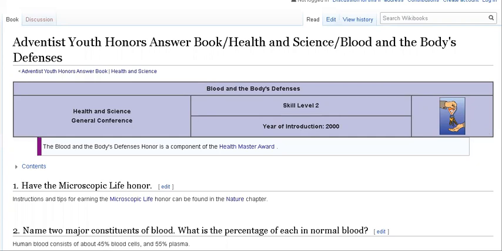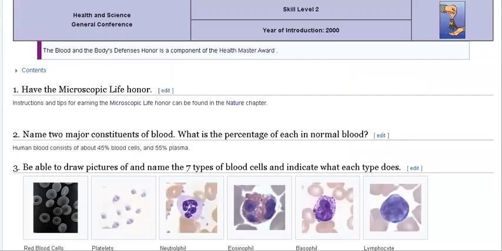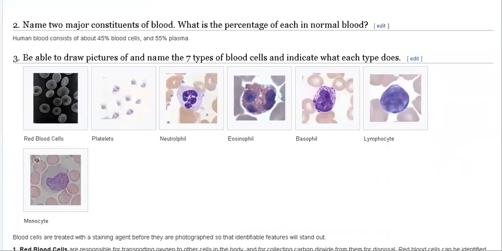So now that you have the knowledge from the microscopic life honor, we can start the requirements for the blood and the body's defenses. Name two major components of blood. What is the percentage of each in normal blood? So human blood consists of 45% blood cells and 55% plasma. Plasma is the liquid part of the blood.